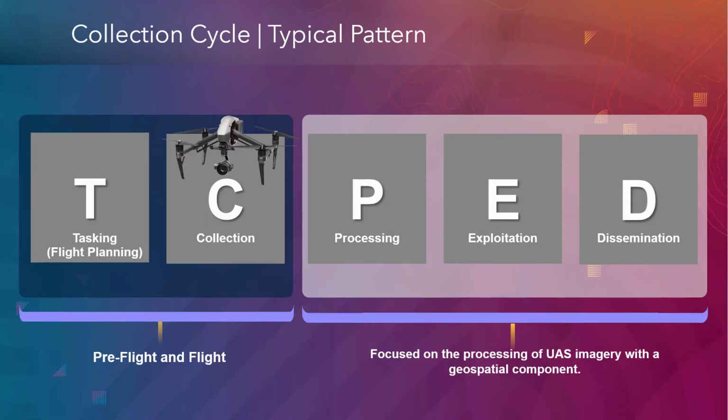So let's look at the collection cycle now and the typical pattern. Well, the way we understand this is, first of all, if we think about tasking or flight planning, deciding where you're going to go and fly, how high and how far you're going to fly, what the camera angle is, and all those sorts of things. And if you're going to set up a flight pattern that you're going to want to repeat over and over again. So once that's thought about, that's decided on, the drone is decided on as well, you then go out and do the collection.